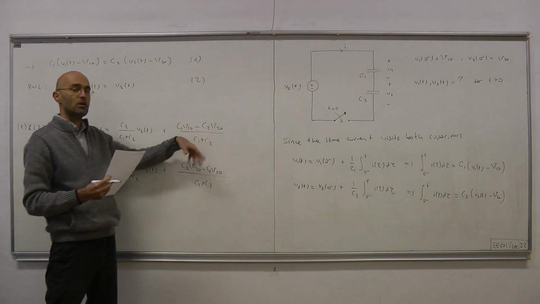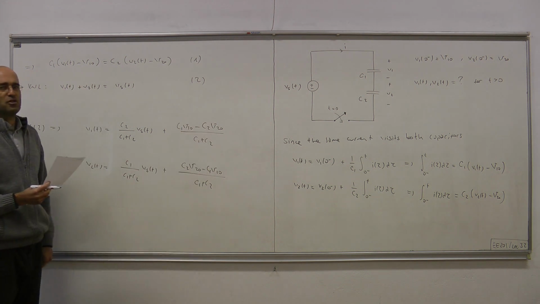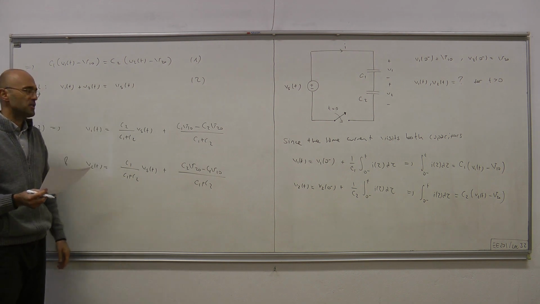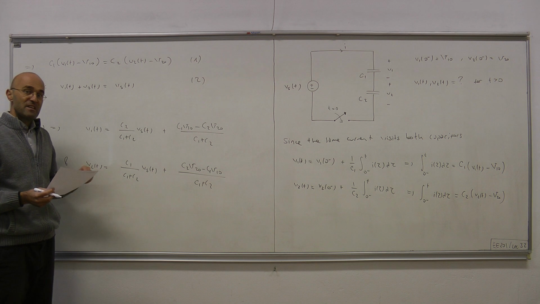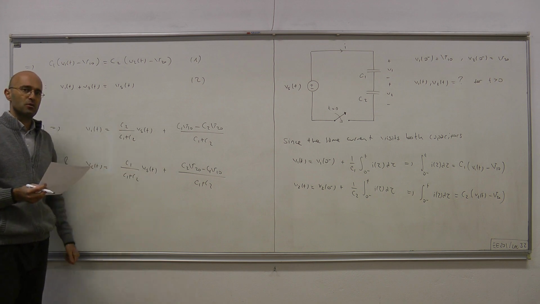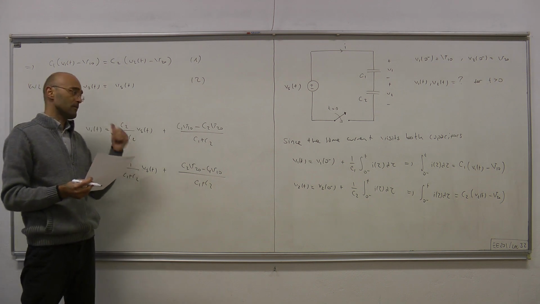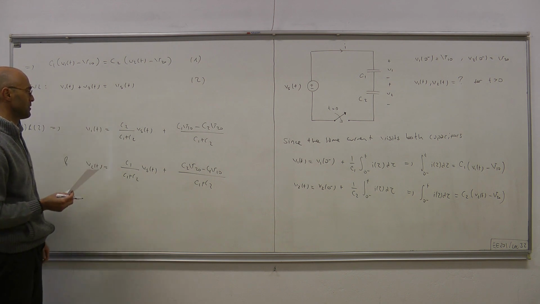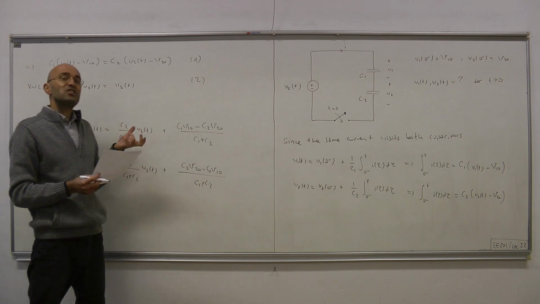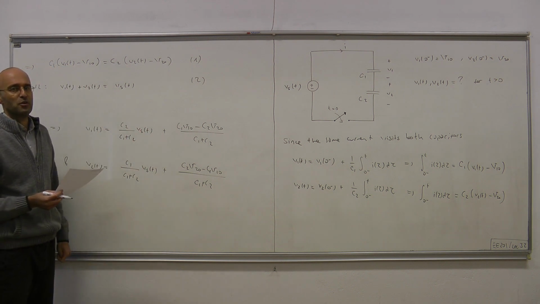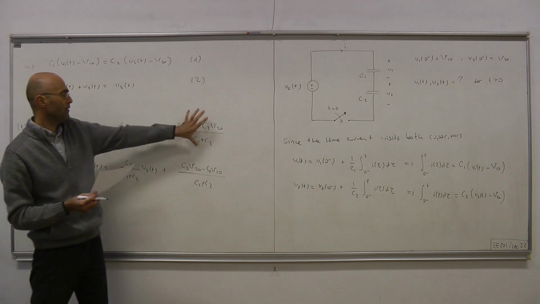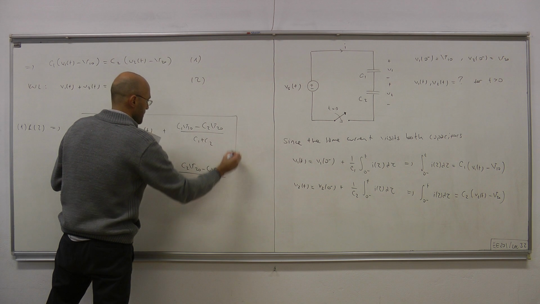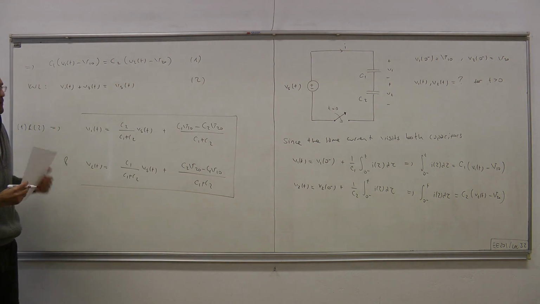If we didn't have any initial voltage for the capacitors, if both capacitors were empty, then the rule would be quite simple. The voltage is divided in inverse proportion to the capacitance values, unlike current division. But the rule is not as simple as that when you have some non-zero initial voltages, and you also have to have these corrective terms. So this is the final answer.